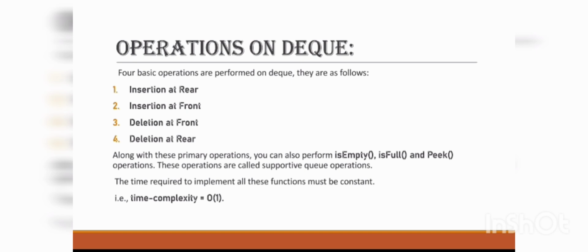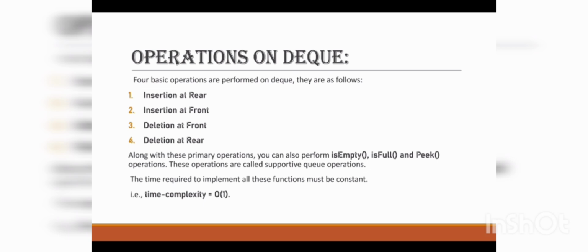Let us know what operations we can perform on dequeue. Four basic operations are performed on dequeue. They are as follows: insertion at rear, insertion at front, deletion at front, and deletion at rear. Along with these primary operations, you can also perform isEmpty, isFull, and peek operations. These operations are called supportive queue operations. The time required to implement all these functions must be constant. The time complexity of dequeues is O(1).